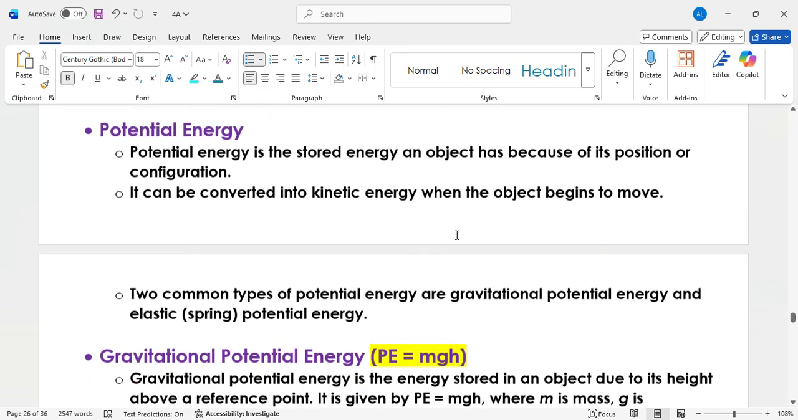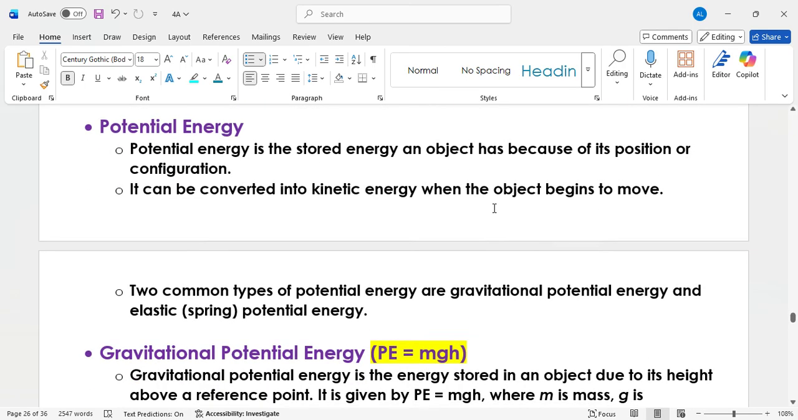All right, the potential energy, PE. The potential energy is stored energy an object has because of its position or configuration, right? So it can be converted into KE when the object begins to move. That's why we usually say the potential energy is converted into kinetic energy. A lot of people will say that because it's converted when it starts moving, right?